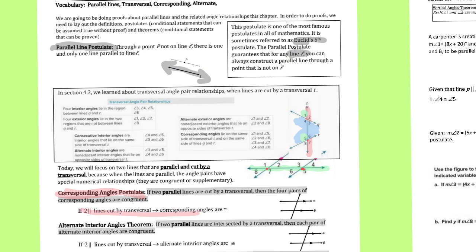Okay, so here's the corresponding angles postulate. Postulate means you don't have to prove it. The corresponding angles of this set of three lines right here will not only be corresponding, but also congruent. So these two angles will be congruent to each other. These two angles will be congruent to each other.